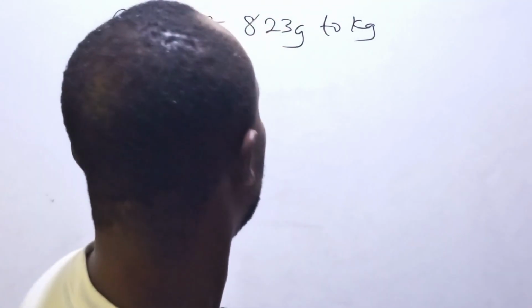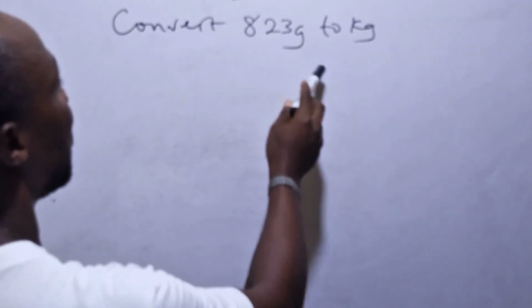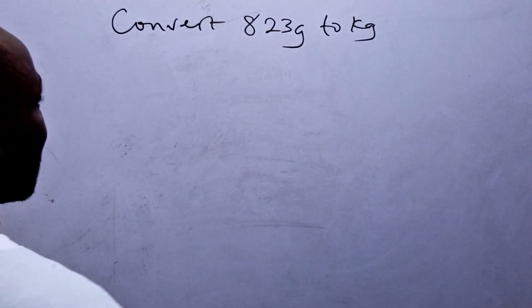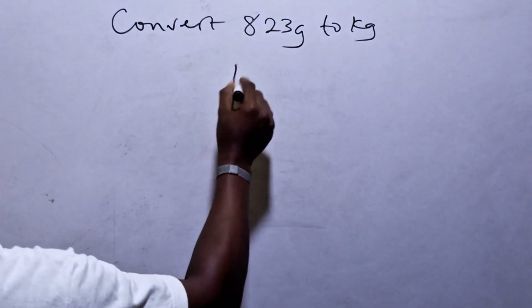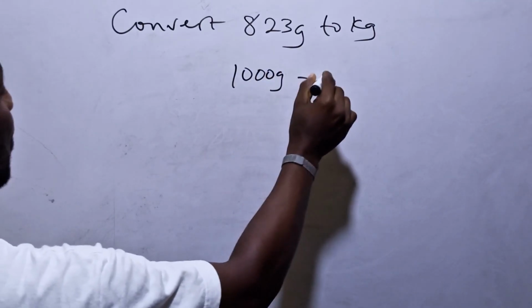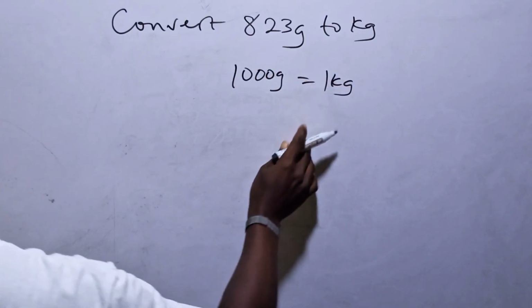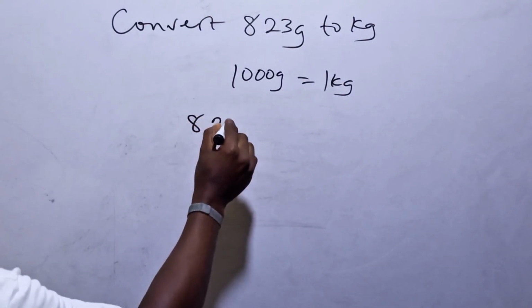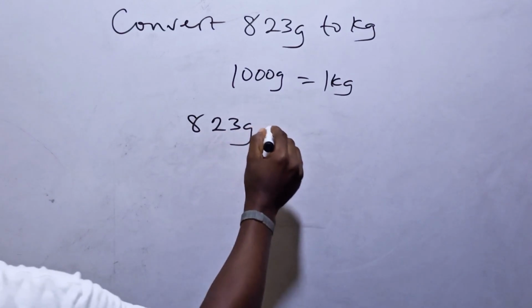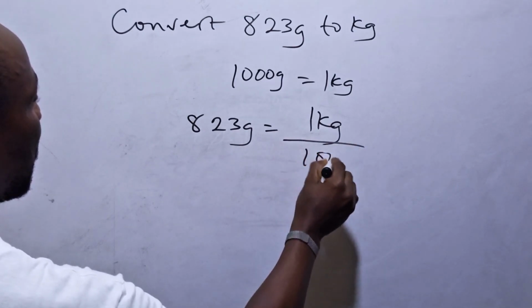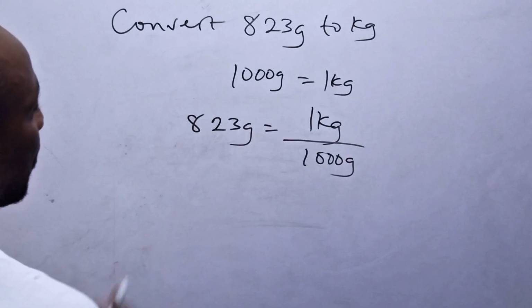Now I have here: convert 823 gram to kilogram. This is very simple. Even from our primary school days, we always used to sing it as a rhyme that 1000 gram is equal to 1 kilogram. Now, we have that 823 gram equals to 1 kilogram over 1000 gram.